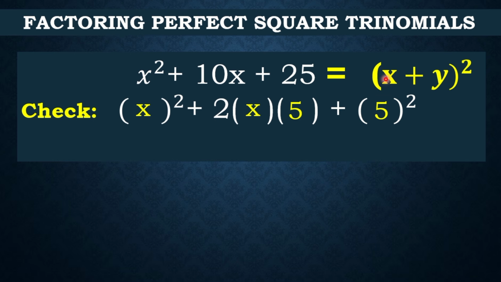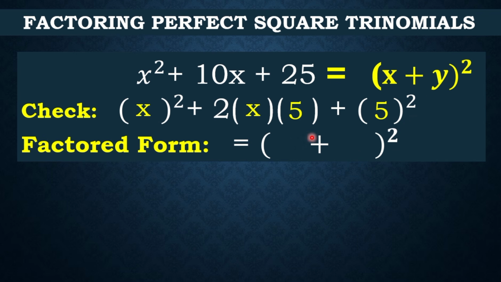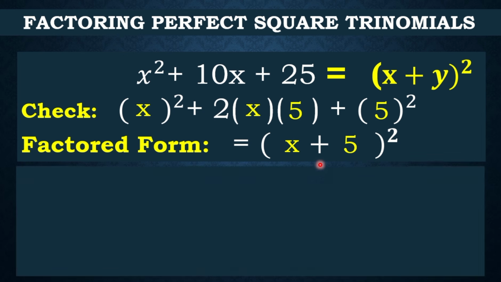Copy mo lang to, yan yung x mo, copy mo lang to. Yun na yung factored form. So, let's solve. So, ito, copy mo lang, and then copy mo lang to. So, ito na po ang ating factored form. Okay? So, x plus 5 squared, or pwede mo yun na-expand. X plus 5, x plus 5. Okay? Yun din yun. Next.